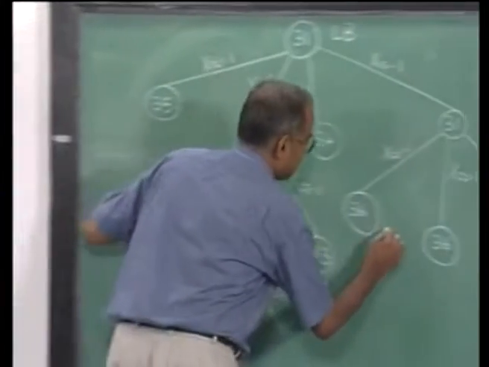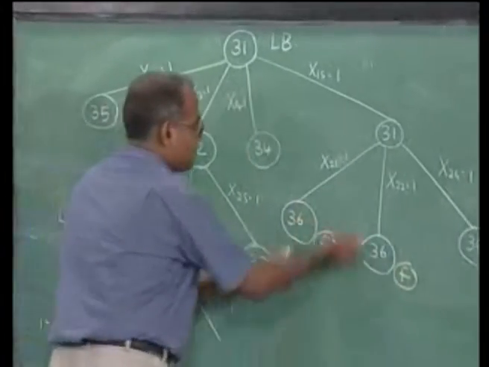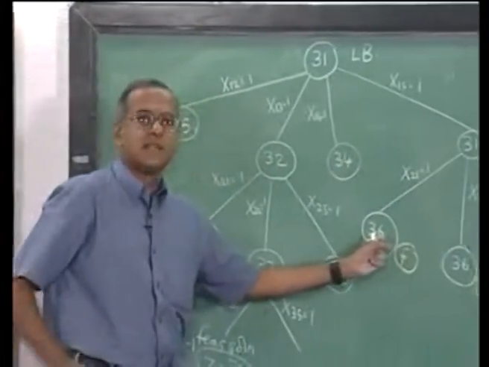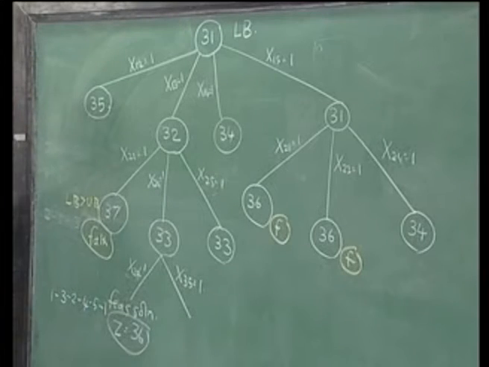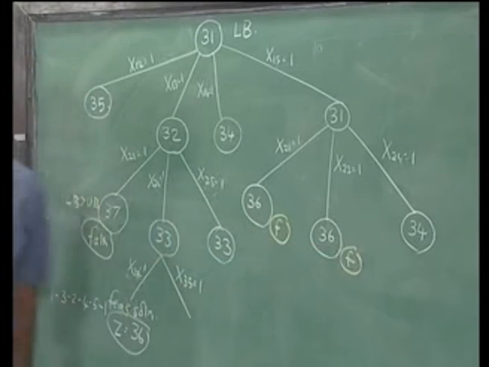Similarly, I can fathom this as well as this, because even if I proceed from here, I will get 36 or more. I already have a solution with 36, so I am not interested in proceeding from this.